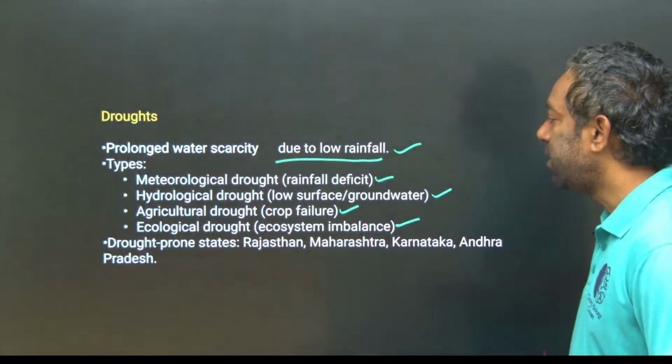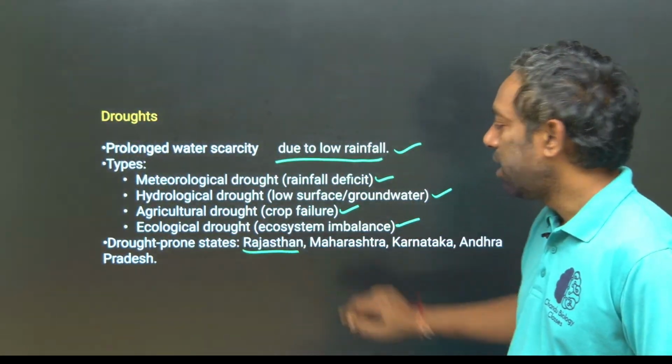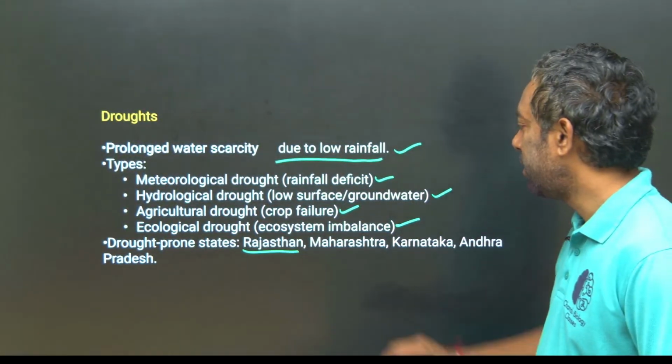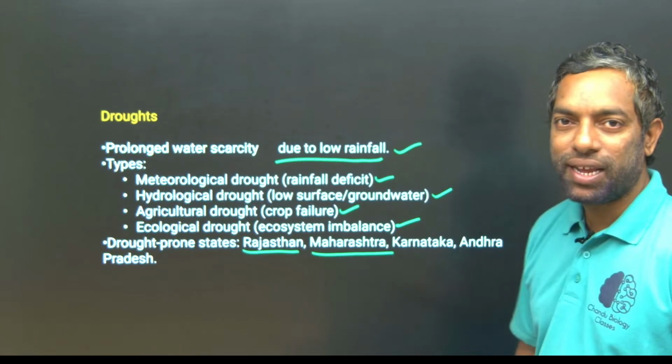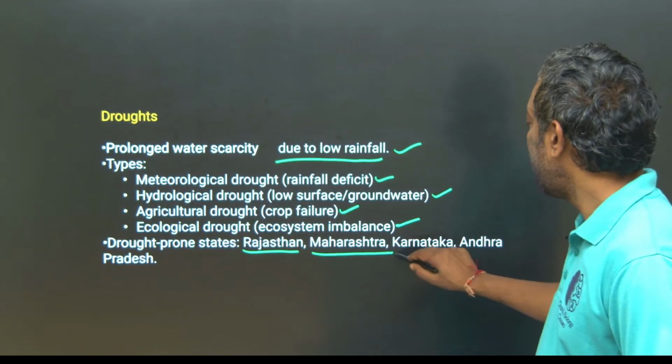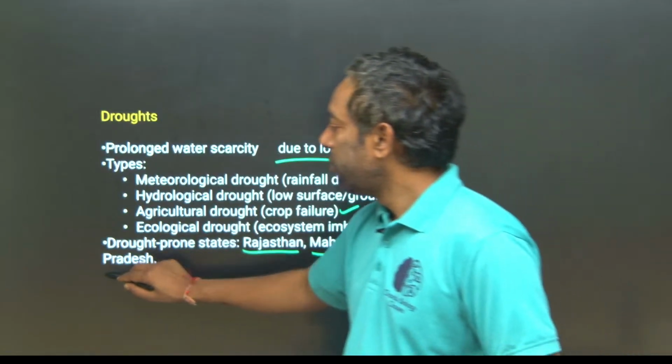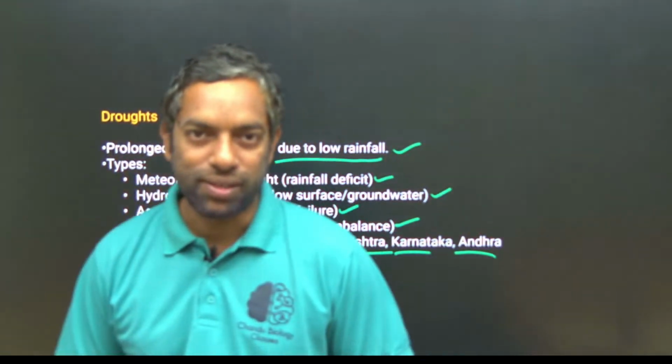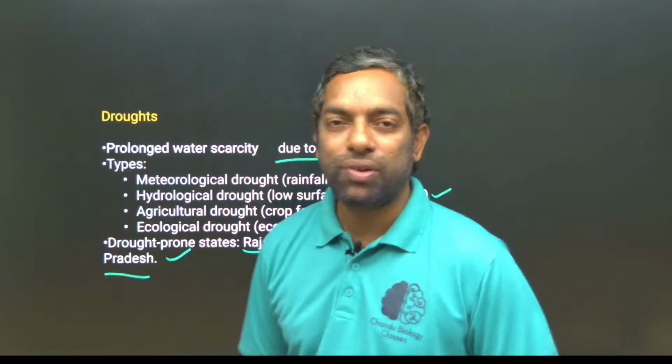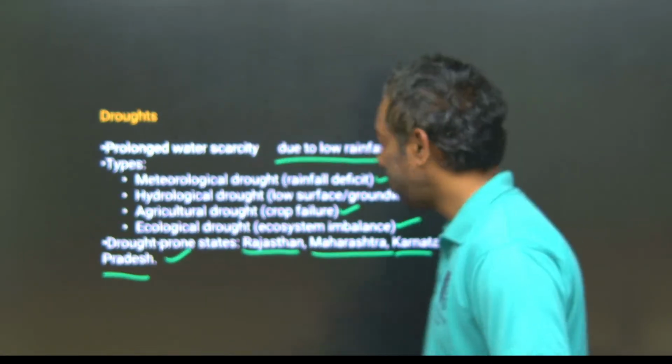Drought prone states: mostly Rajasthan, where there is water scarcity. Maharashtra, major areas like Vidarbha. Karnataka and Andhra Pradesh are very drought-prone areas, guys. We are going to discuss drought further.